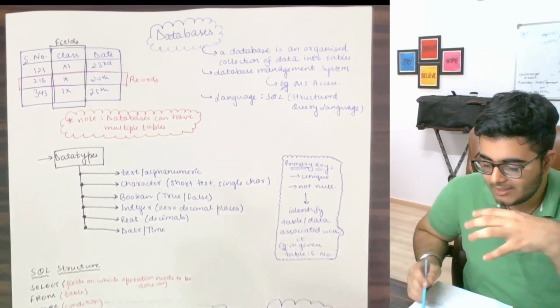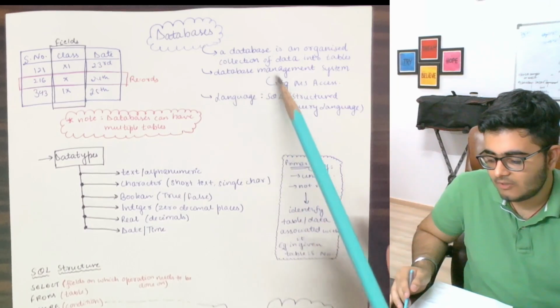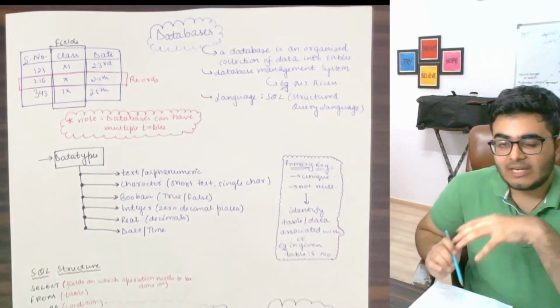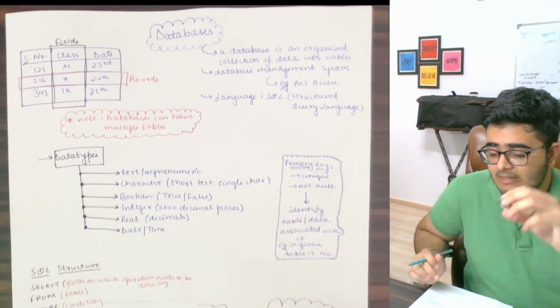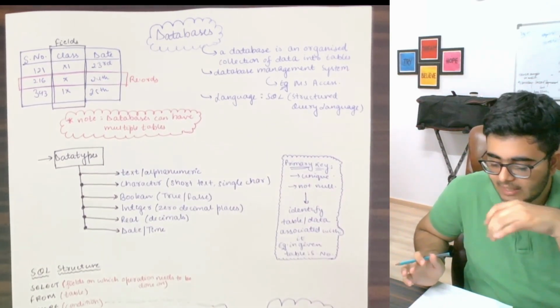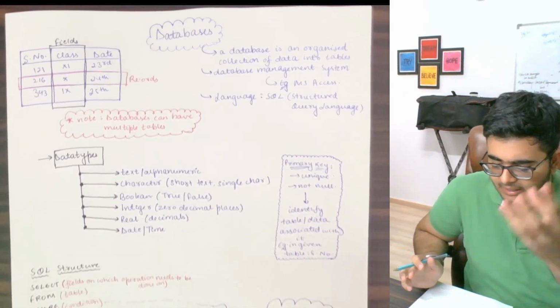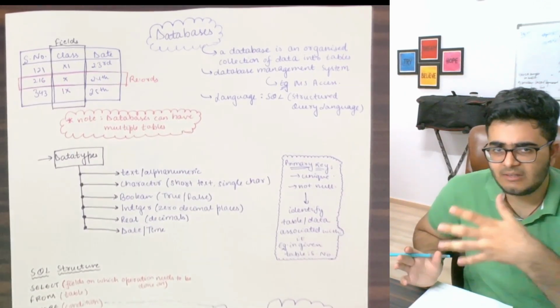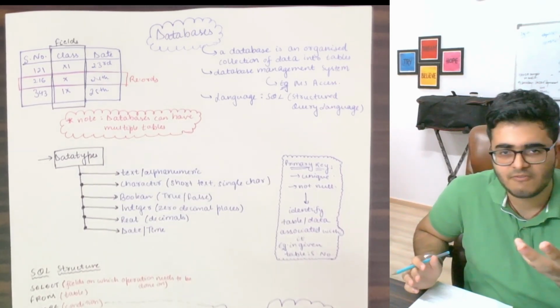Starting with the chapter, what is a database? A database is an organized collection of data into tables. Databases are generally used by people who have a large amount of data which needs to be organized. For example, let's take a school. A school has a lot of classes, and all of the data of the students: have they paid the fees or not, do they wear the uniform or not, maybe just a record of a student.